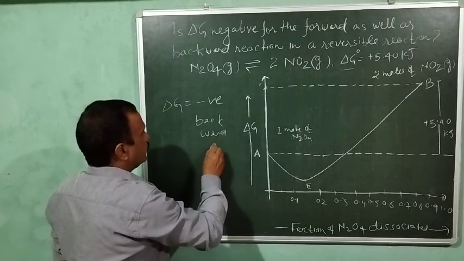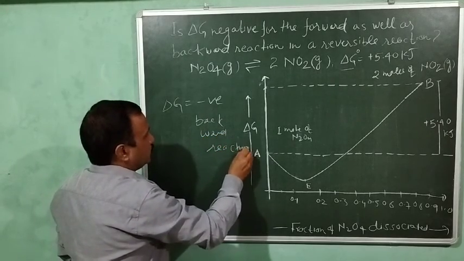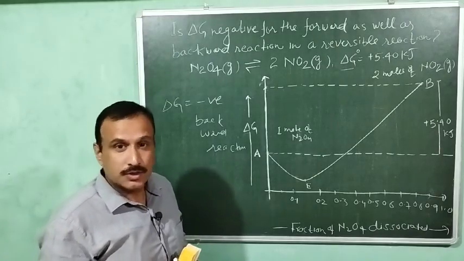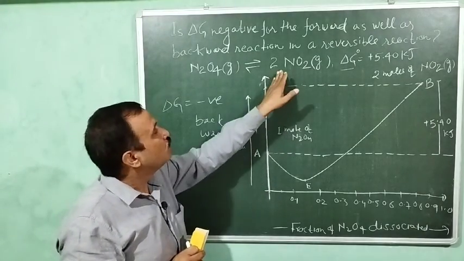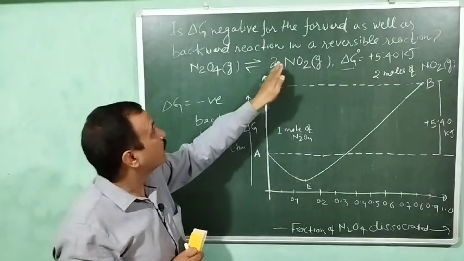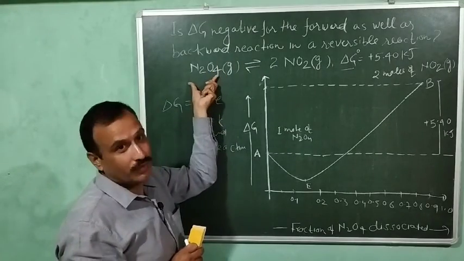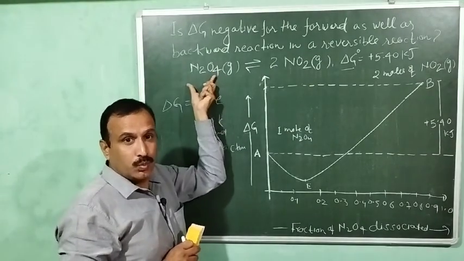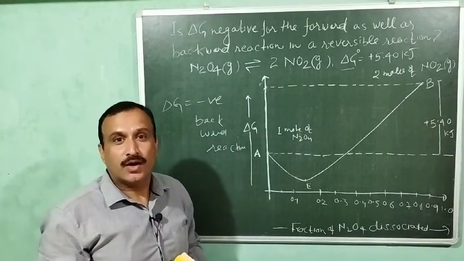Okay, it means that the backward reaction will be spontaneous. Okay, so 2 moles of NO2 will be converted into 1 mole of N2O4. But both the predictions are wrong.